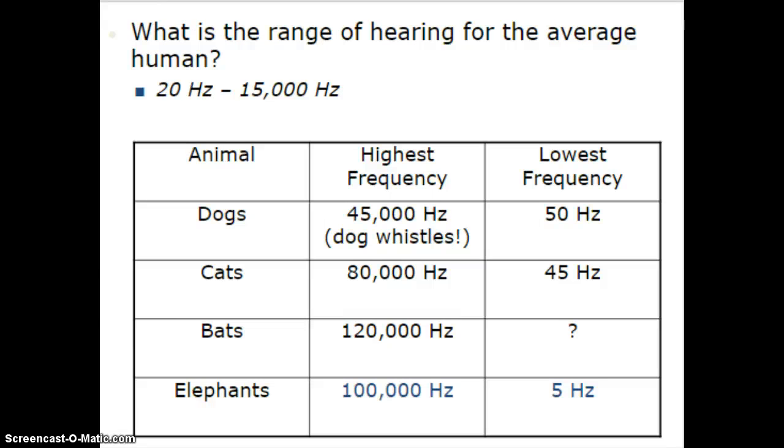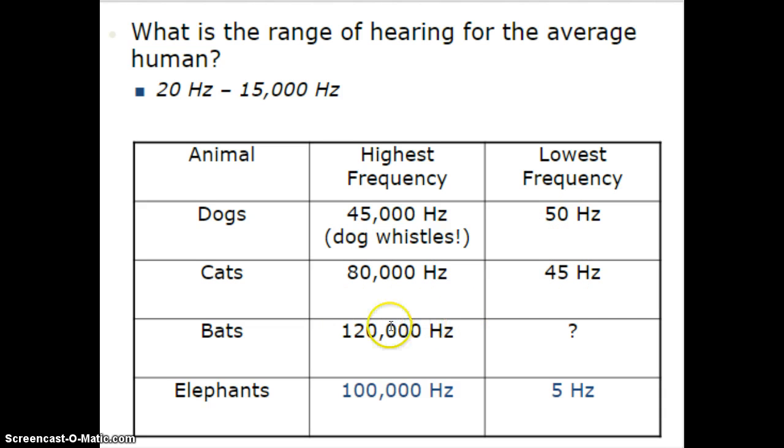So what is the hearing range of the average human? Well, it's actually between 20 hertz and 15,000 hertz. But many of you can probably hear greater than 15,000 hertz. Dogs hear, right, dog whistles are very, very high frequencies, and we normally cannot hear them. And they can hear down to 50 hertz. Cats hear even higher frequencies, and about the same.